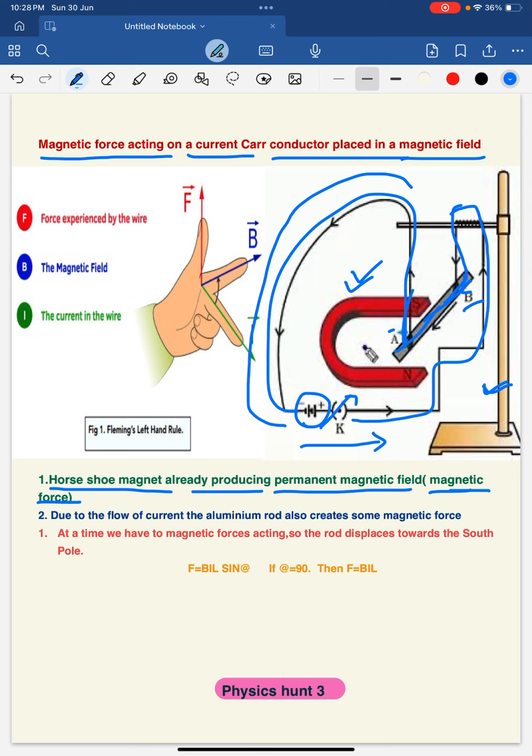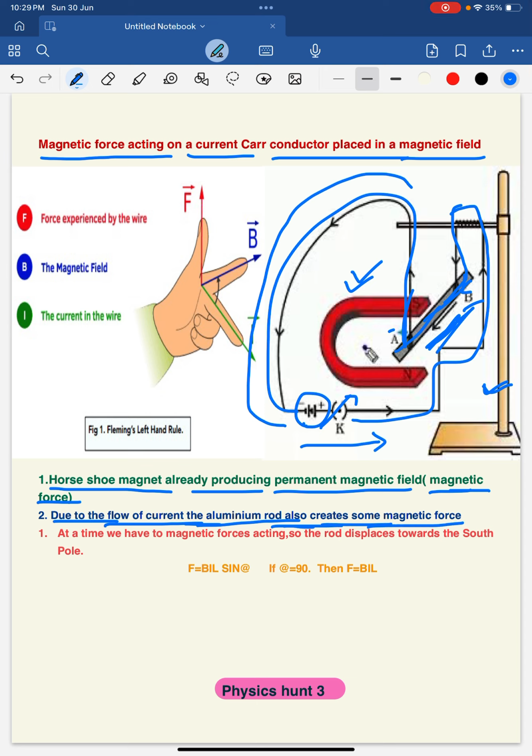Okay, so according to the magnetic effects of electric current, whenever a current is flowing through a conductor, it produces a magnetic field. Am I right? So whenever a magnetic field is generated, magnetic force also will be developed, right? Yes. So definitely whenever a current is flowing through the aluminum rod AB, due to this flow of current, there must be one more magnetic force developed. So look at the second point here. Due to the flow of current in the aluminum rod, the rod also creates a magnetic force.